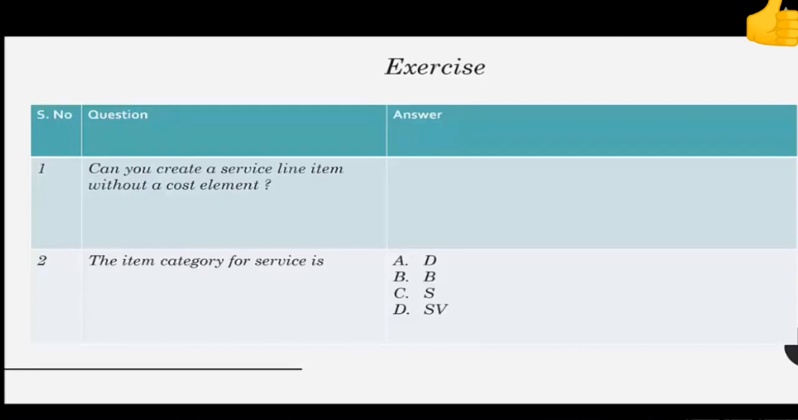The item category for service is which one of these? Is it D, B, S, or SV? Well, I can rule this out because item categories are just a single character. But between D, B, and S, what is the item category for service?